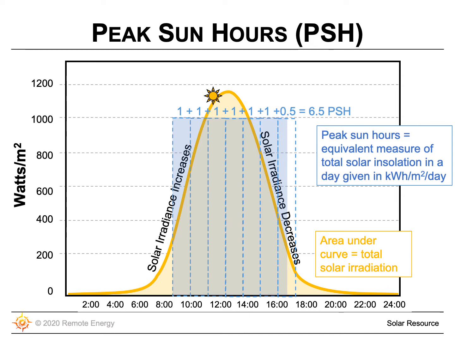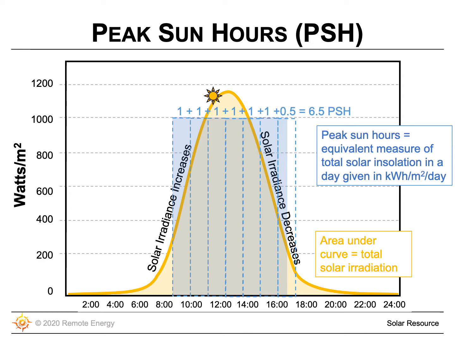This is a really important way to look at sun during a day. We've taken this variable irradiance all throughout the day and we've turned it into one number now, a peak sun hour. And we can use that number when we move forward with our calculations. Instead of saying that we have variable light all day, we can say, oh no, we have the equivalent of 6.5 peak sun hours in one day of irradiance at this site.